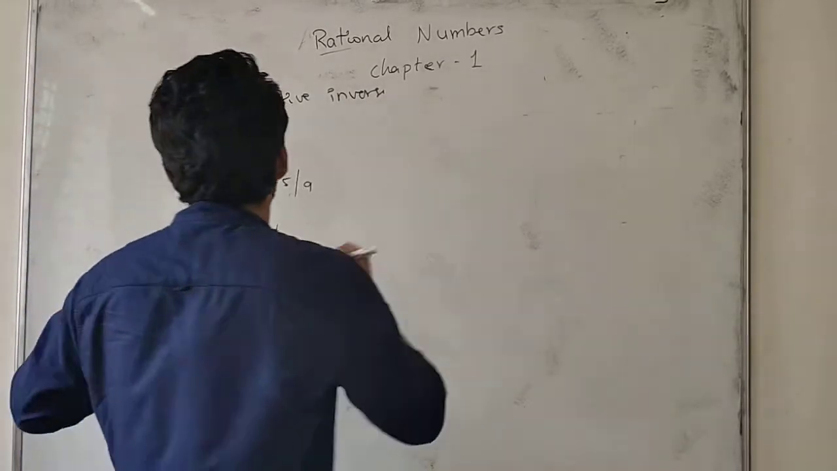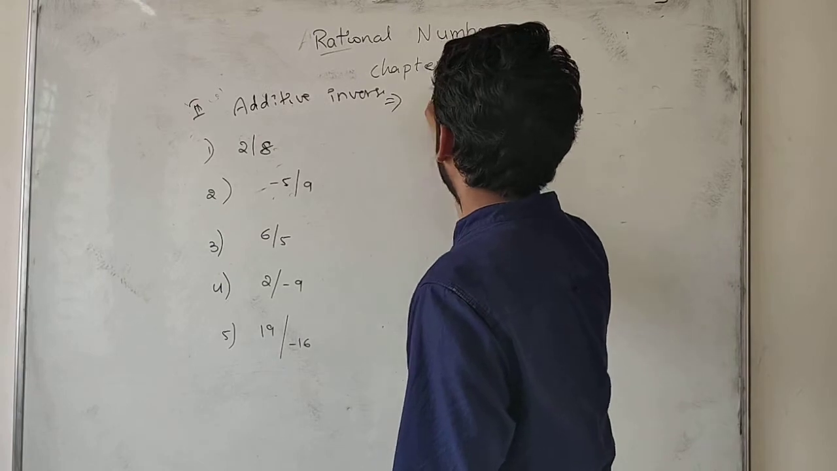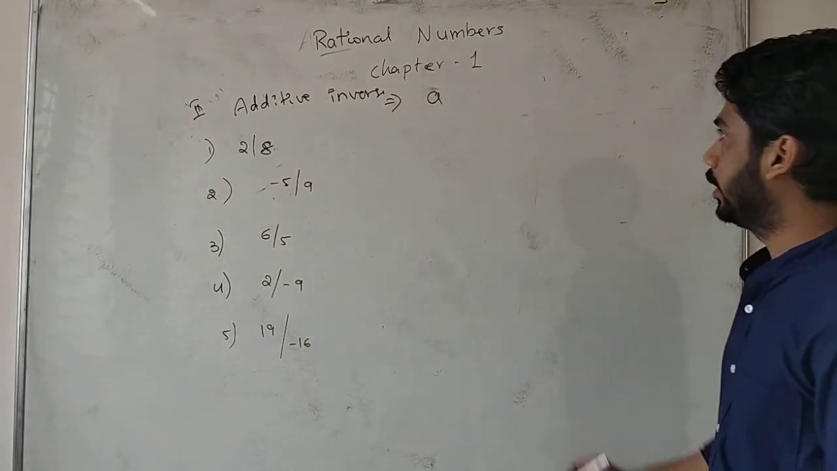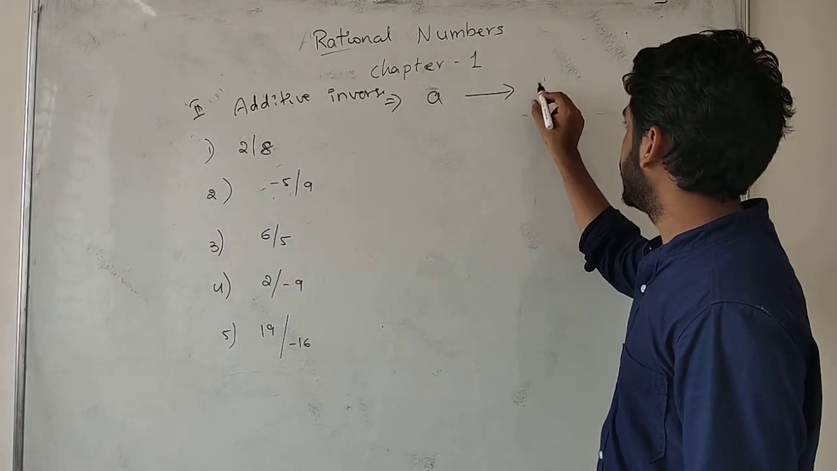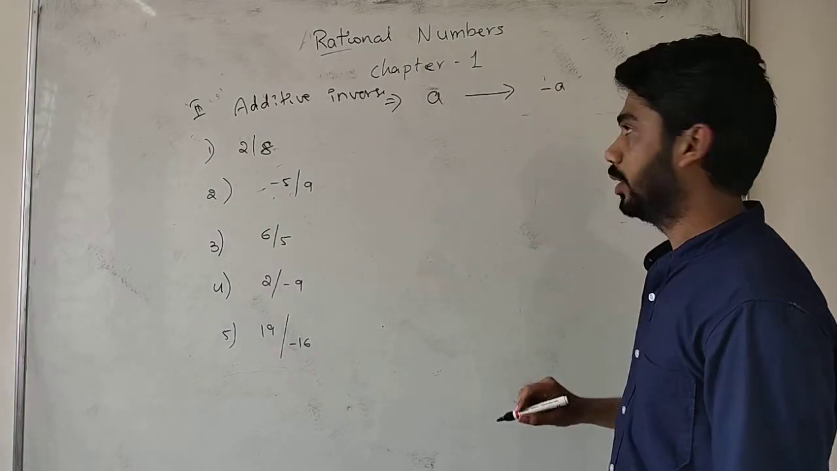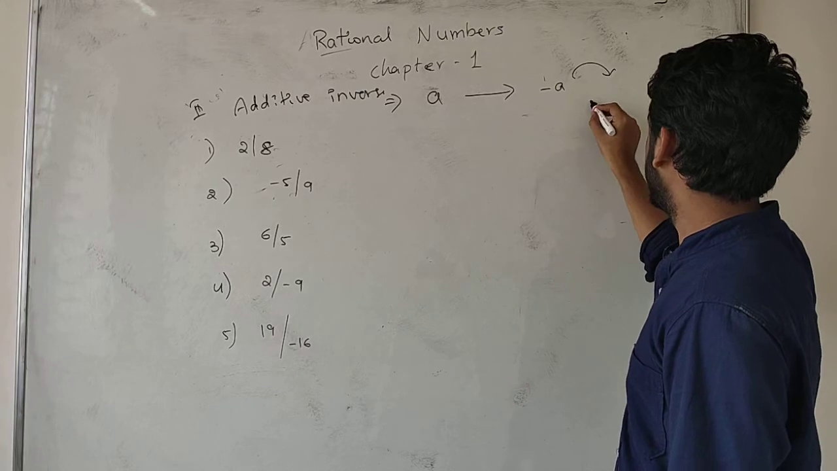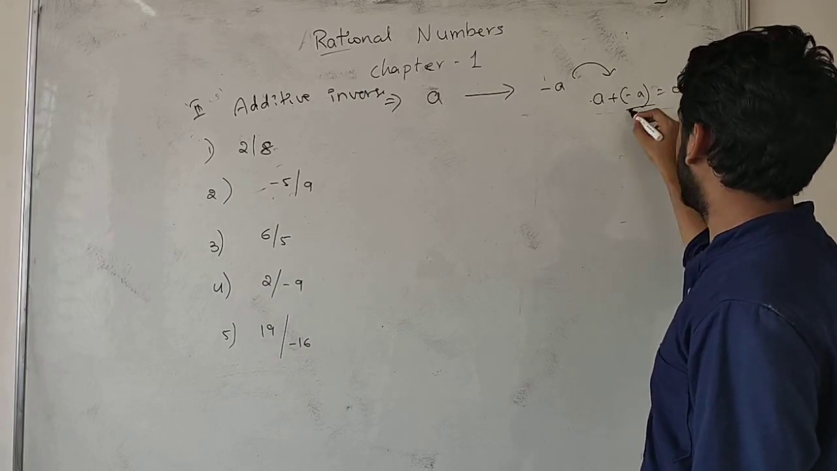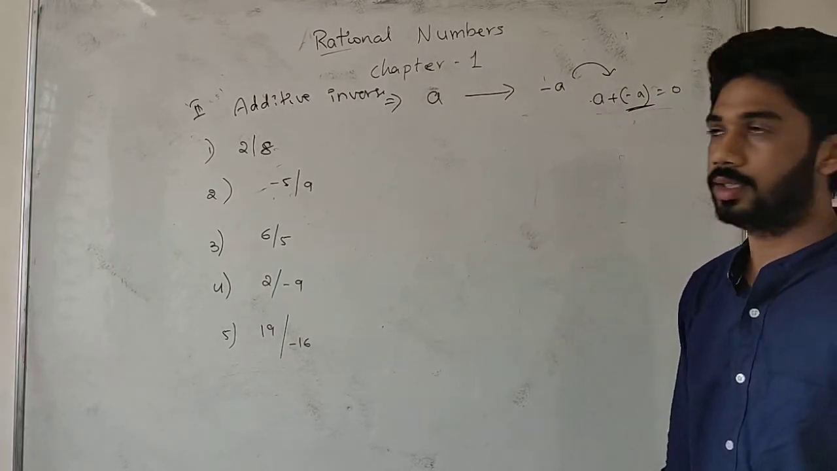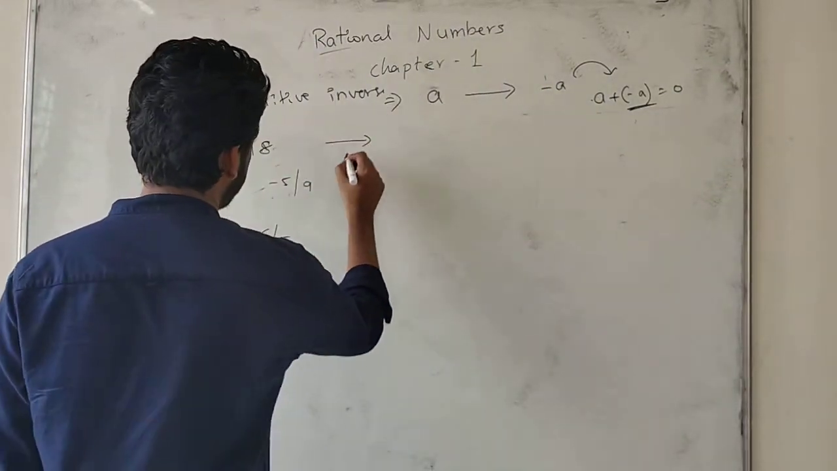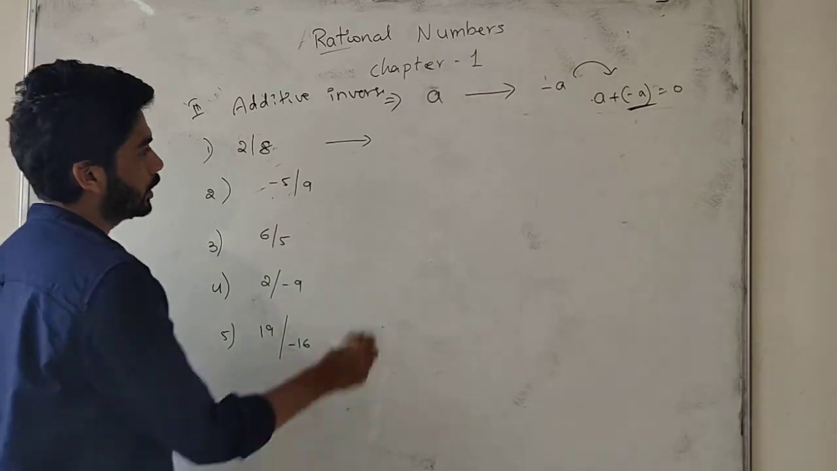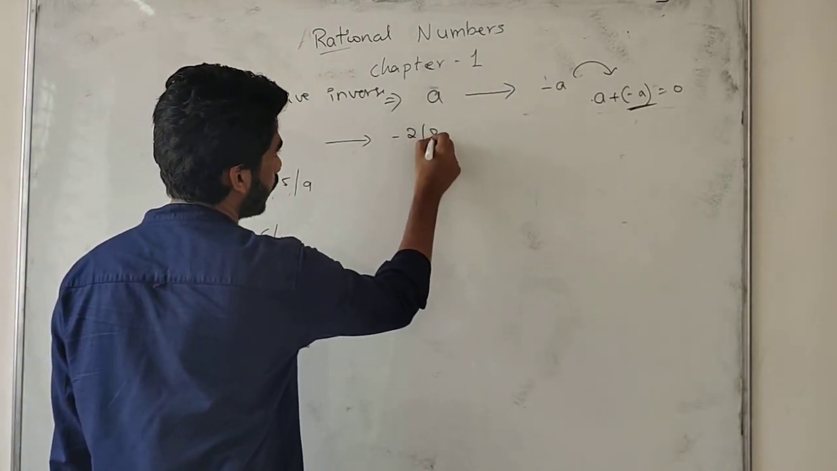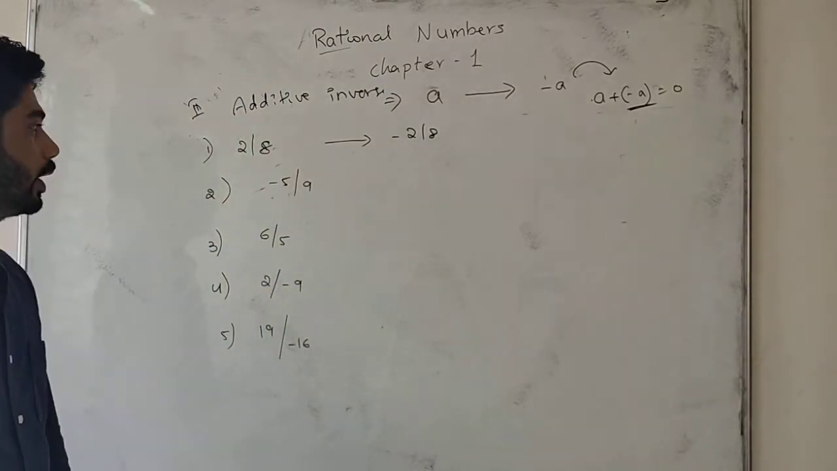Additive inverse is nothing but, for any number that is given, integer or rational number, changing the sign. The basic rule is a plus its additive inverse, minus a, will give 0. So we just have to change the sign. For the first one, 2 by 8, we apply only the minus sign, so minus 2 by 8. This is the required answer. You will get 1 mark for this question.